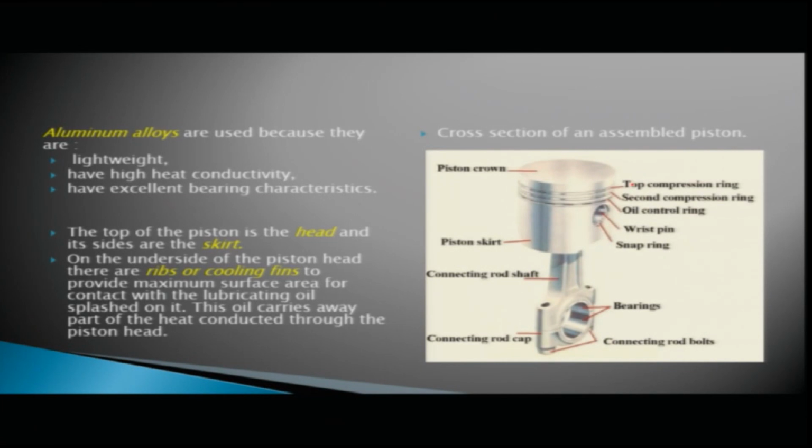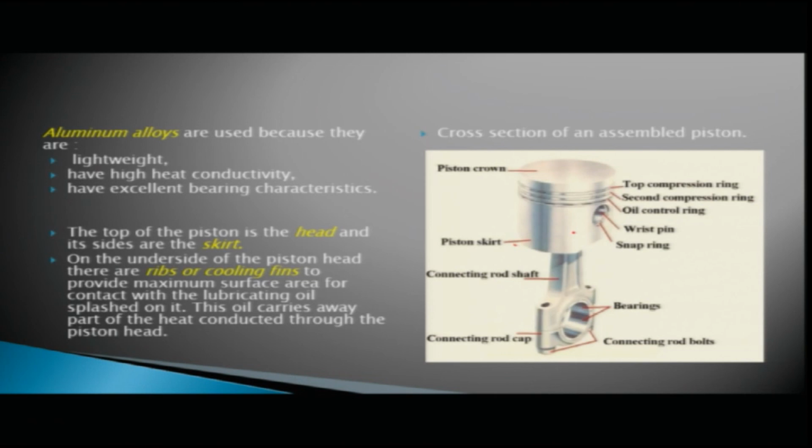This is your pin. Then this bottom portion is your piston skirt, and this is the place where your piston pin is attached. To the piston pin, this connecting rod is attached. One end of the connecting rod is attached to the piston pin and the other end of the connecting rod is attached to your crankshaft. The top of the piston is the head and its sides are the skirt.